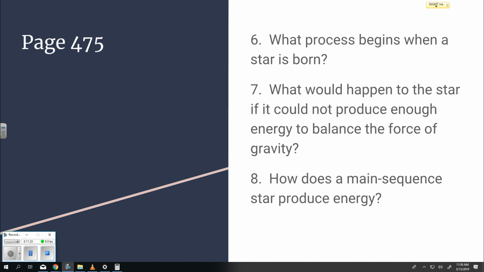Question 8. How does a main sequence star produce energy? Answer. Fuses hydrogen into helium.